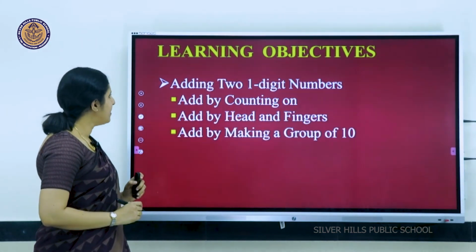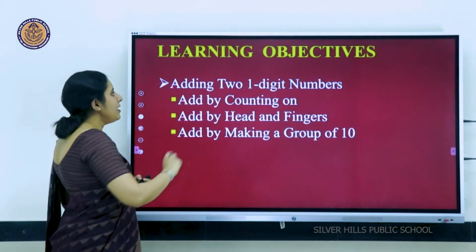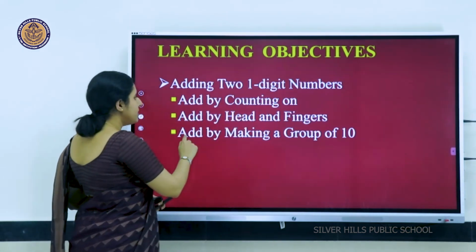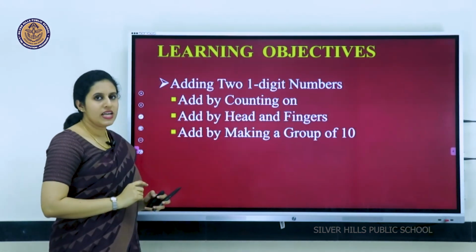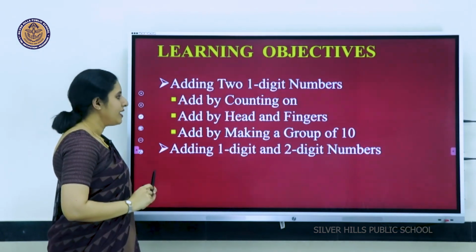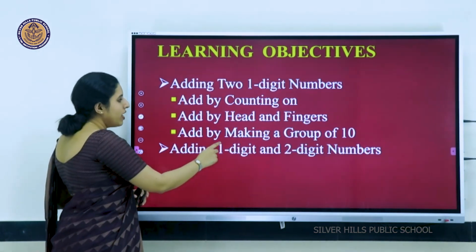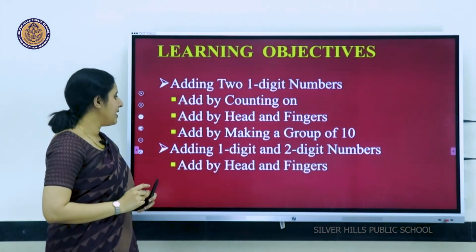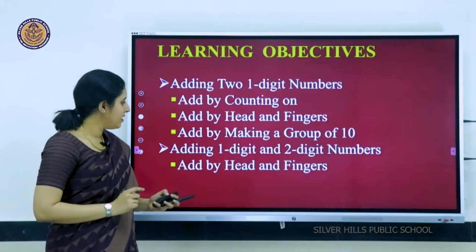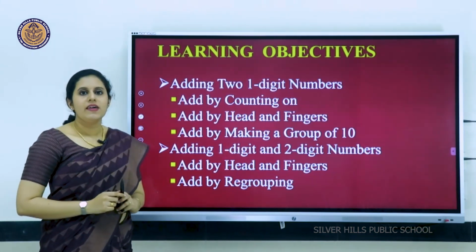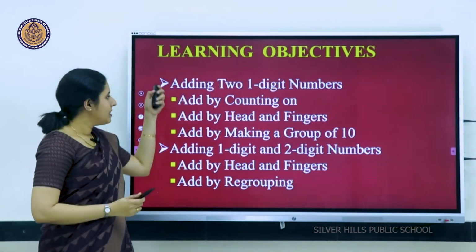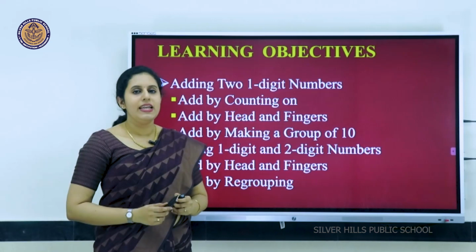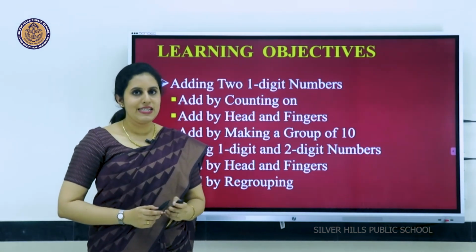Then we have learned how to add two one-digit numbers by making a group of 10. Then we looked at adding one-digit and two-digit numbers, first by the head and fingers method, then by regrouping. So, this we have learned in part 1 of this lesson.